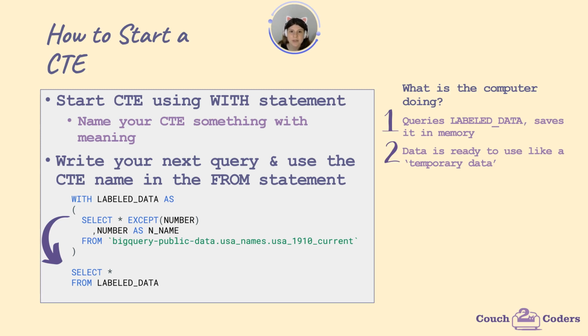The data is ready to use, like I'm going to put in air quotes, a temporary table. If you are into SQL optimization and things like that, there's more that's going on in the background. But in terms of your learning, when you're first getting started, this is what you want to think of it as. Labeled data in this example is like a new little mini table. As soon as you're done with the query, labeled data goes away. But while I'm writing my query, I can use it just like a normal table.